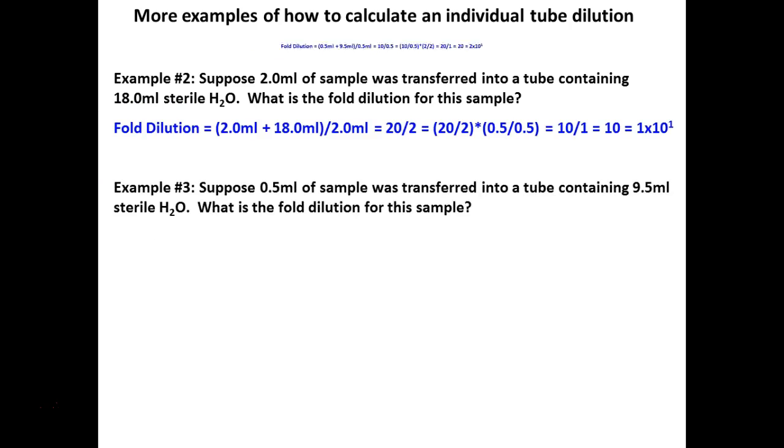So if you had 2 milliliters of a sample and you put it into 18 milliliters, what would your dilution factor be? So what's your whole amount? 18 plus 2, 20, divided by your transferred amount, which is 2. So therefore it's 10. One of our favorite numbers.